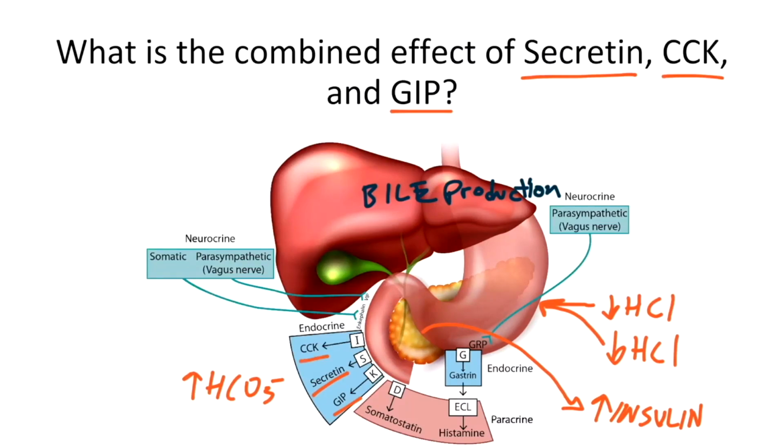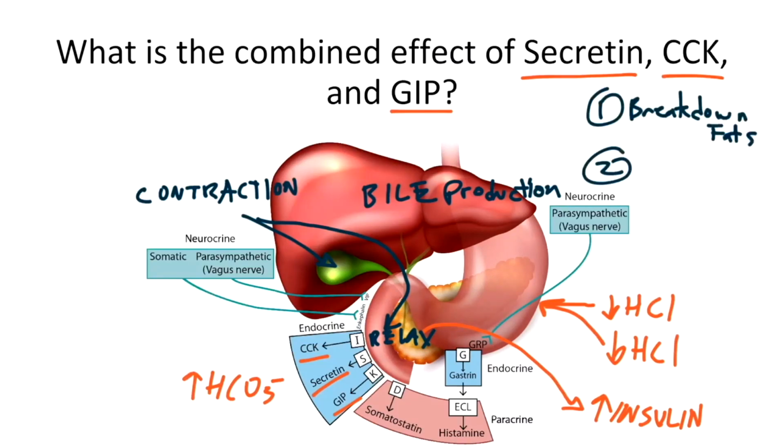Now CCK will cause contraction of the gallbladder and relaxation of the sphincter of Oddi. And this will allow bile secretion to increase, allowing fat emulsification. So the combined effect of all three is to break down fat, bring in glucose, and decrease acidity of the chyme, or increase the pH. And that concludes this section.